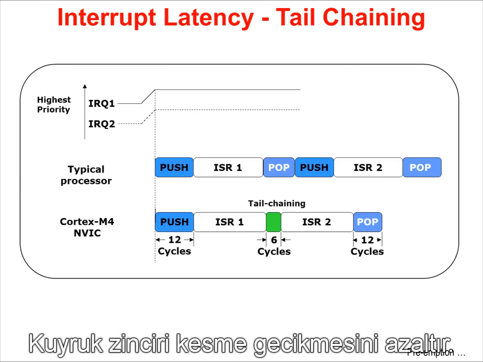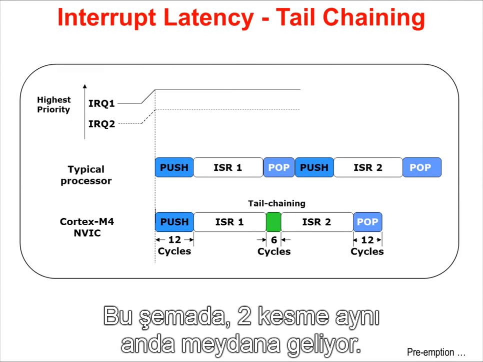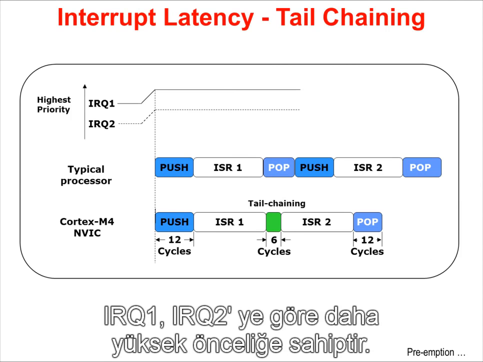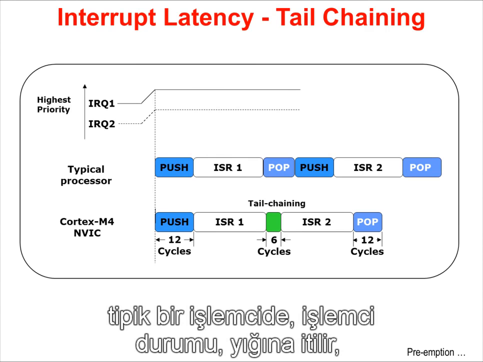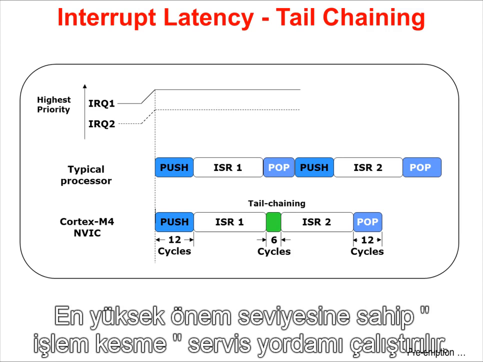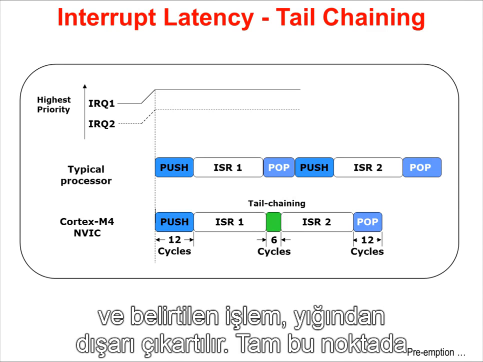Tail chaining reduces interrupt latency. In this diagram, 2 interrupts go off at the same time, IRQ1, which is a higher priority one, and IRQ2. In a typical processor, the state of the processor would be pushed onto the stack. The highest priority interrupt service routine would run. The state of the processor would be popped off the stack.